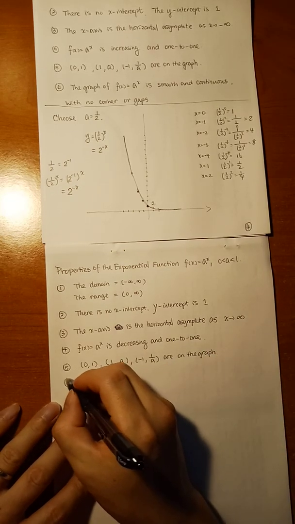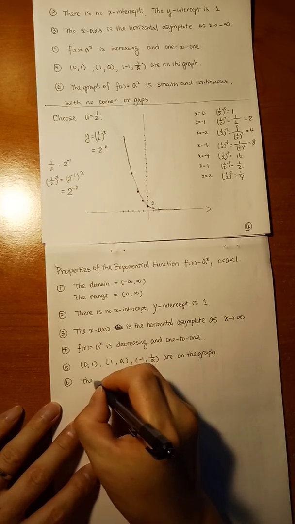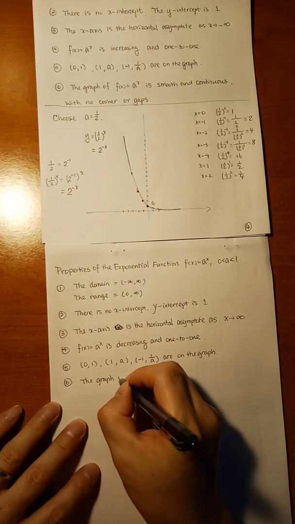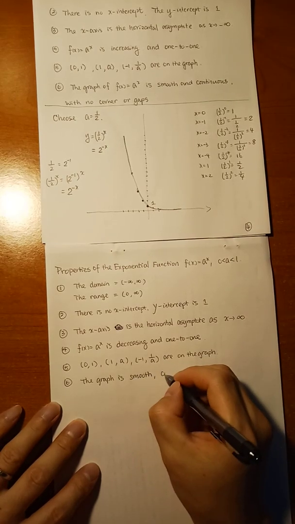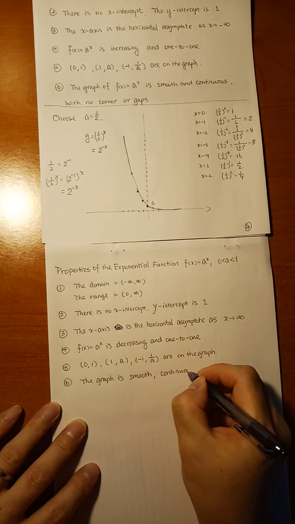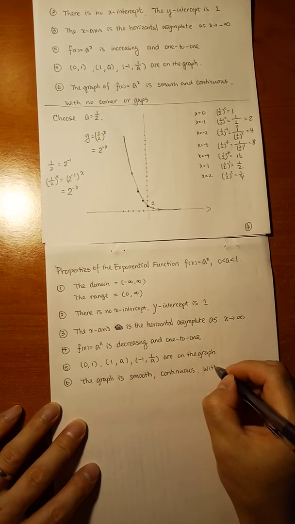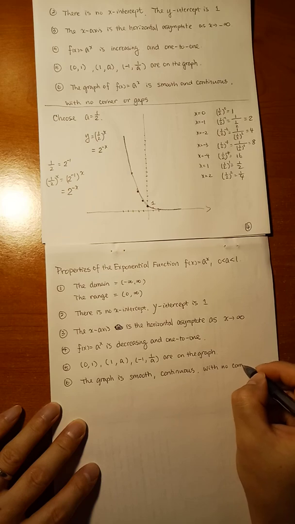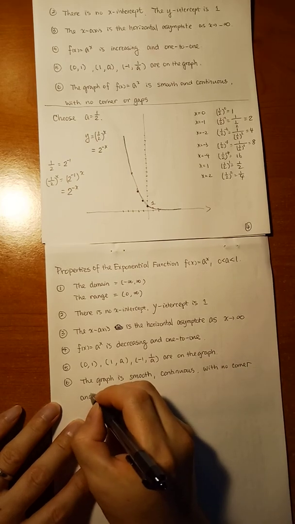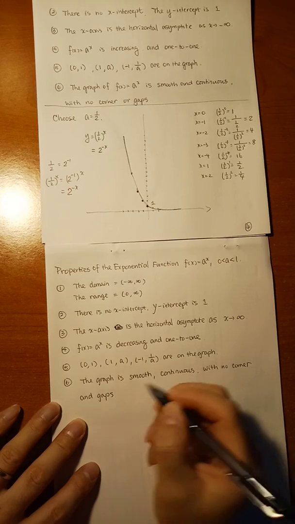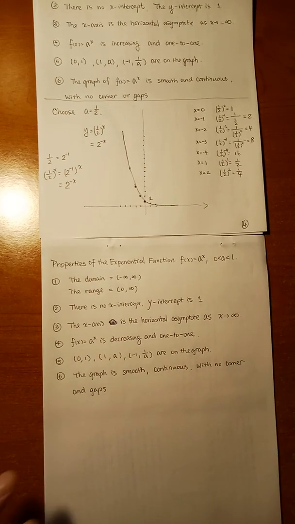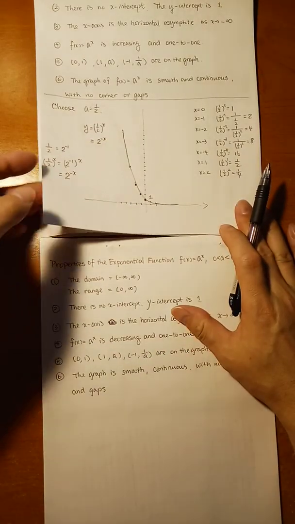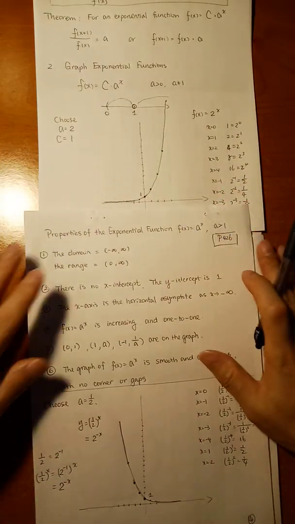And 6, the graph is smooth, continuous, with no corners and gaps. So they are almost identical. Only one is increasing, the other one is decreasing. So just compare them.